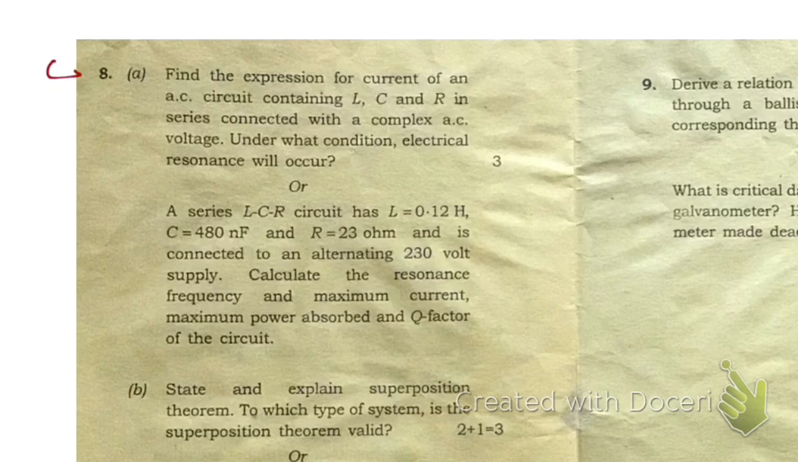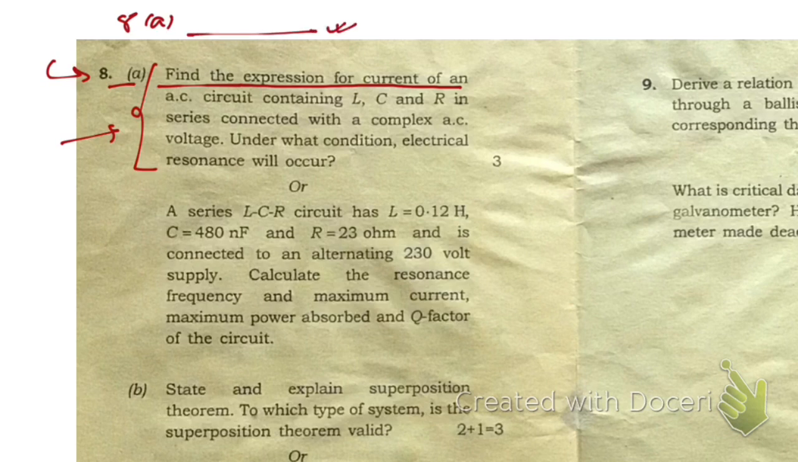The next question is 8a. Find the expression for current of an AC circuit. I have already made a complete video on this topic. So I have written question number 8a and then I have provided the link in the description box. Do click the link to get the answer to this question.